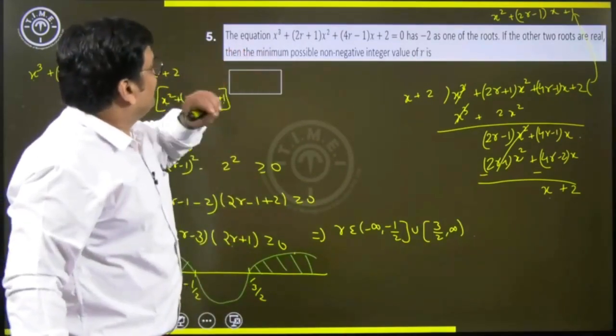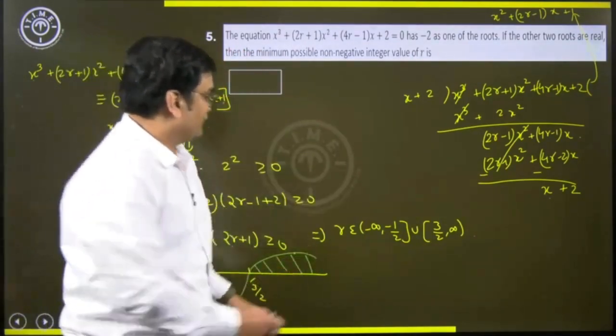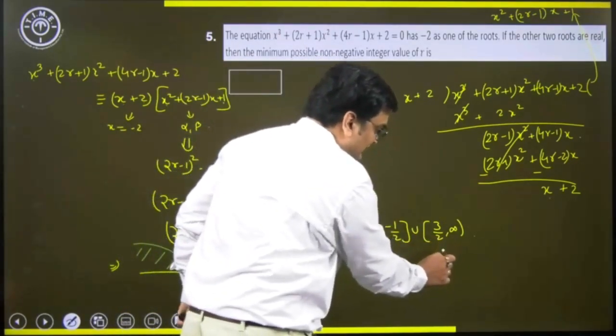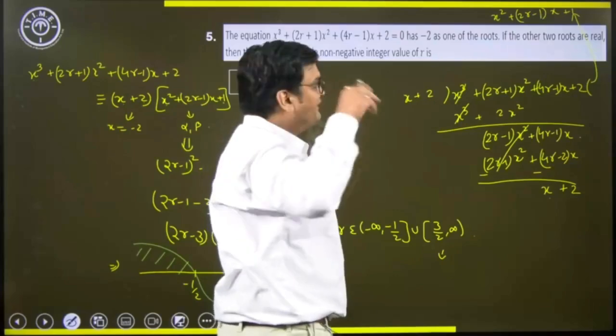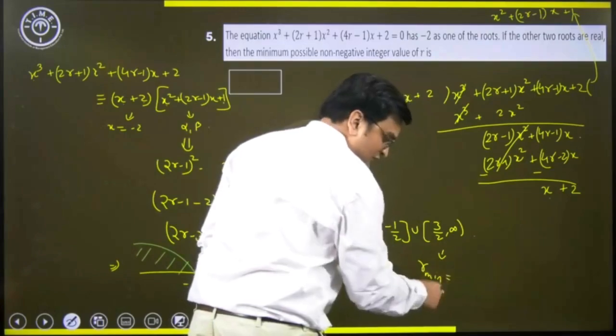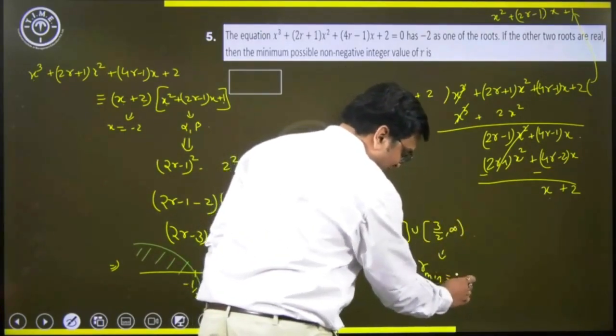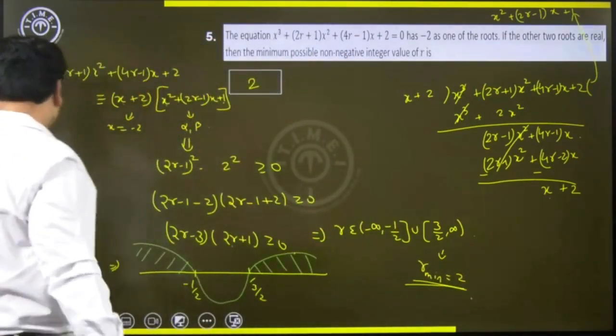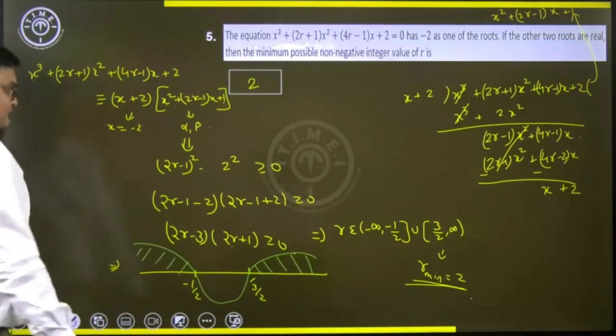Now I want the minimum possible non-negative integer value, so there is no point looking here because these are all negative values. So in this interval, what is the minimum possible integer value? So can I say the minimum possible non-negative integer value for r will be 2. So thus the answer will be 2. Okay.